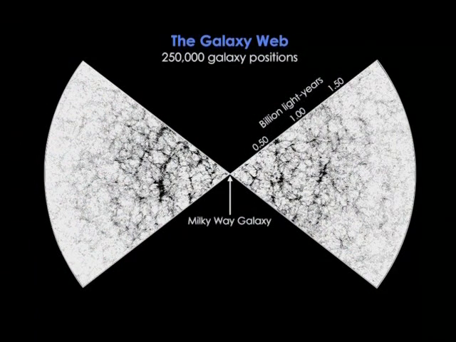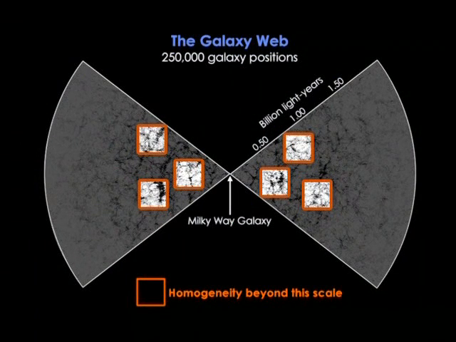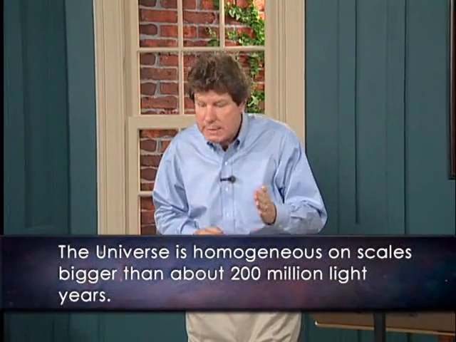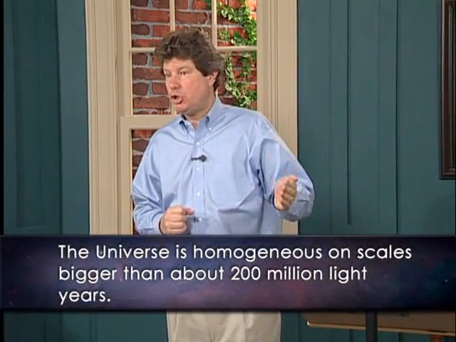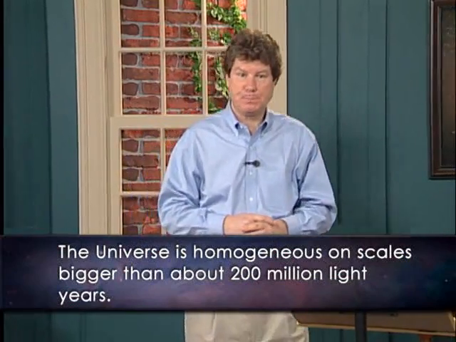Fortunately, it's possible to correct for this effect, and when you do that, the distribution appears uniform but patchy. Actually, you can show the uniformity fairly easily by plonking down big boxes, bigger than about 200 million light years. Now, obviously, the pattern of galaxies inside each box is different, but on average, they all contain roughly the same number of galaxies. So we say that the universe is homogeneous on scales bigger than about 200 million light years.